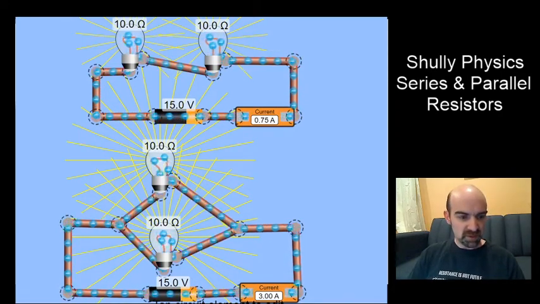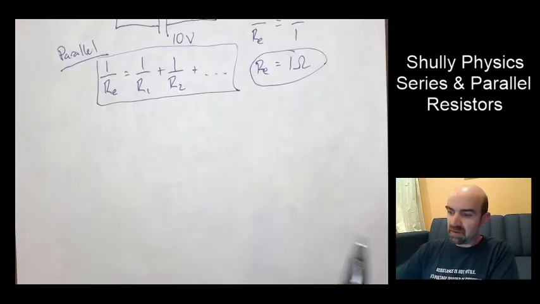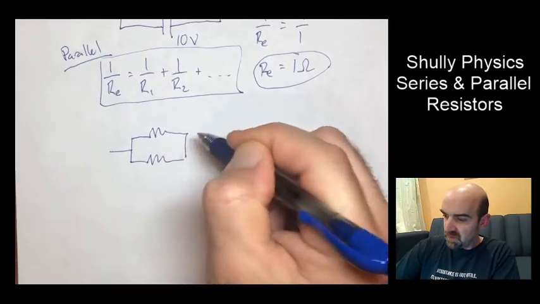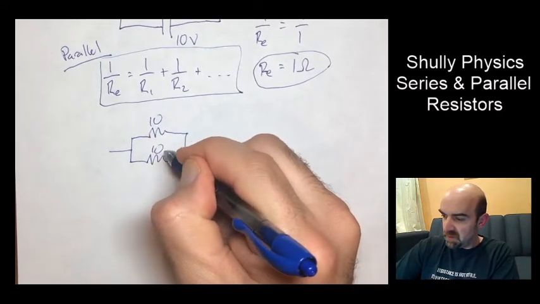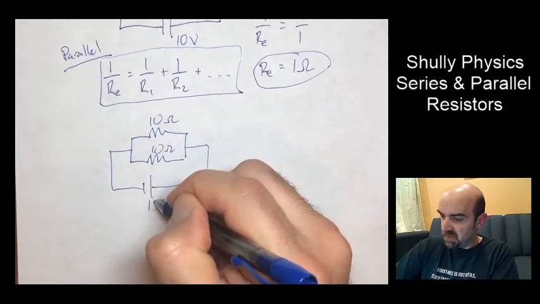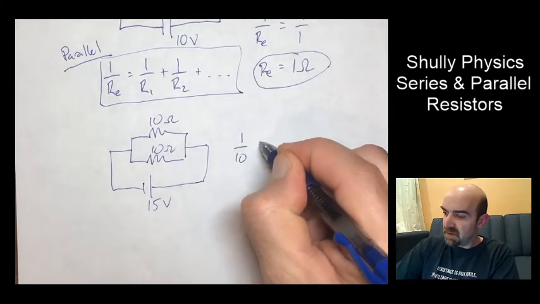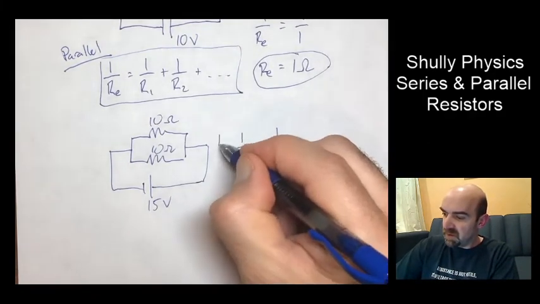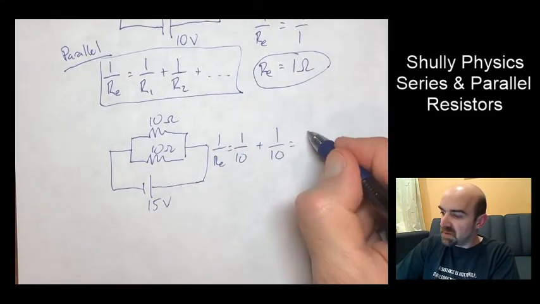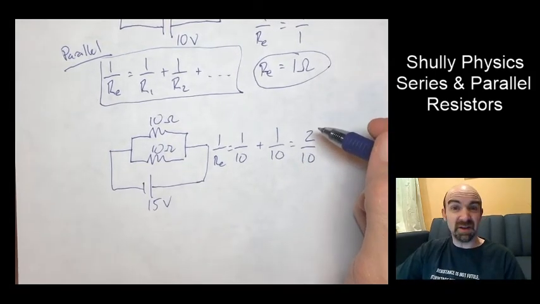Okay, so let's take that one, hide that, move up a bit here. So in this case, we've got a 10 and a 10 ohm resistor in parallel, hooked up to 15 volts. All right, so we're going to take 1/10 plus 1/10. That's equal to 1 over the equivalent resistance. And that gives us 2/10. All right, so what do we do here? We've got to solve for this. Now our answer is not 2/10.